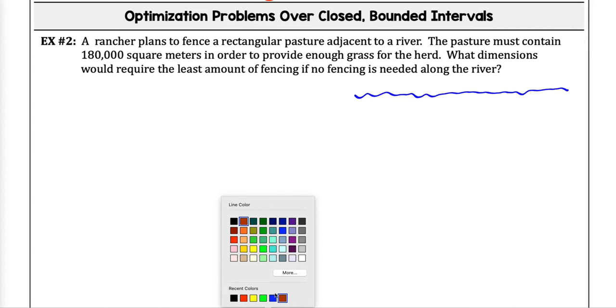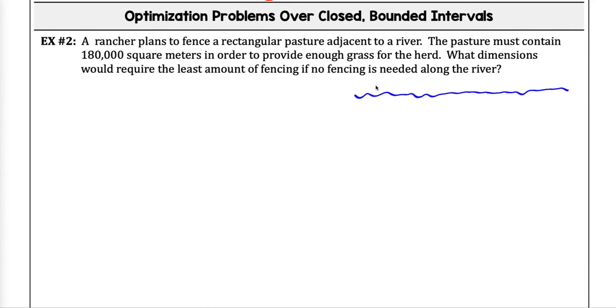Is that brown? Let's do a fence in brown. That feels right. Maybe this is inspired by Yellowstone. That's pretty much what it's asking. You're building a fence, rectangular pasture.